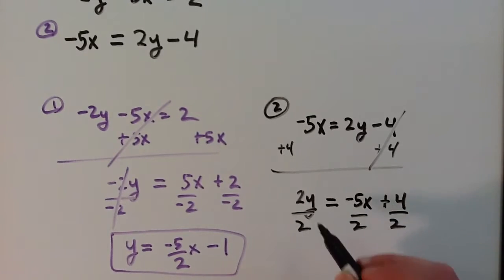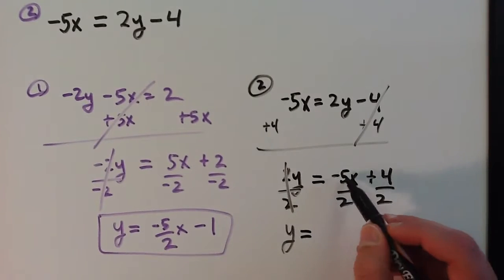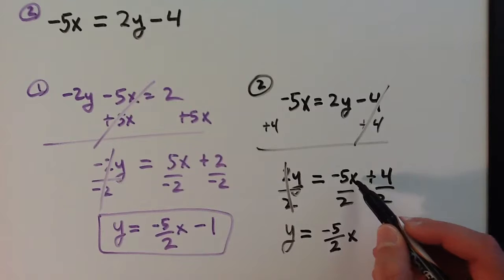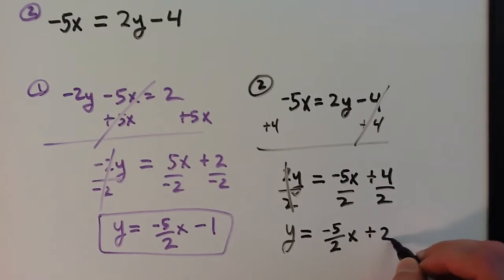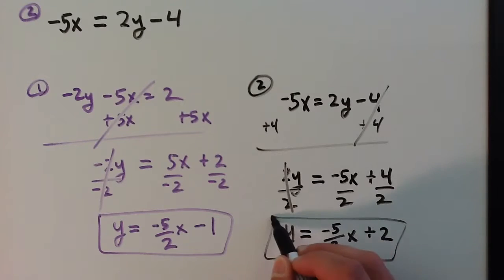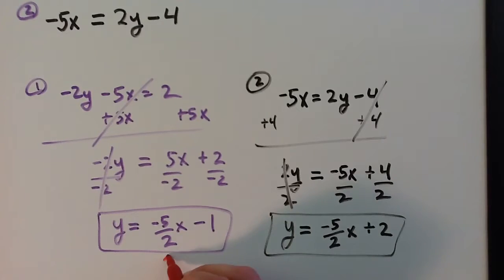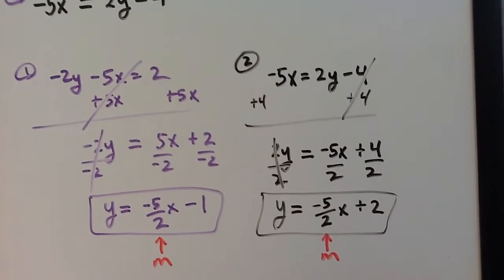Since that's the number in front of y, those two simplify, and so I have y equals negative 5 over 2 x, don't forget your x, and then 4 over 2, that's 4 divided by 2, which is positive 2. And so this is my equation in slope-intercept form for equation number 2. And so as you can see here, before I even graph these equations, let's see what kind of solution I would expect to have. Well, I see their slopes. These are their slopes, their m's. What do you notice about their slopes?